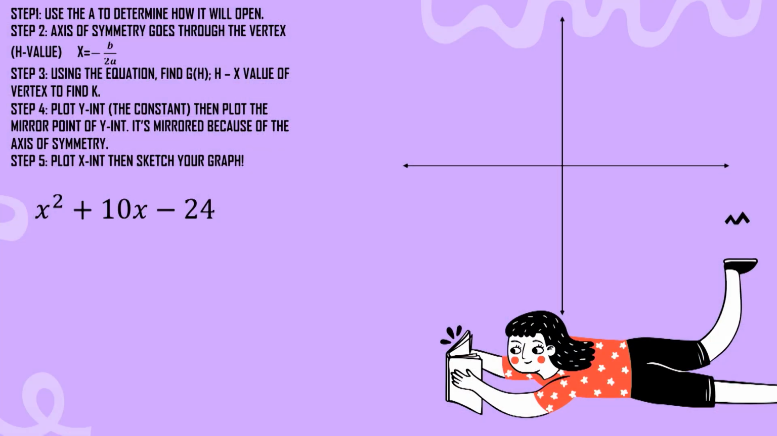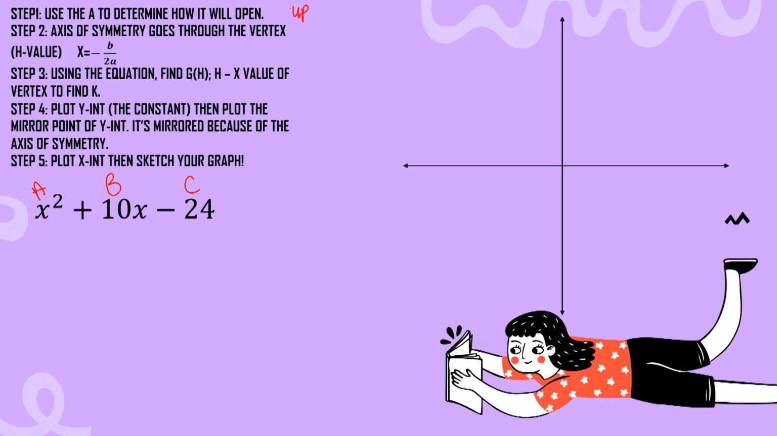I have this equation, A, B, and C. First thing I'm going to do is look at my A and notice, does my parabola open up or open down? It's positive, so it's going to open up.